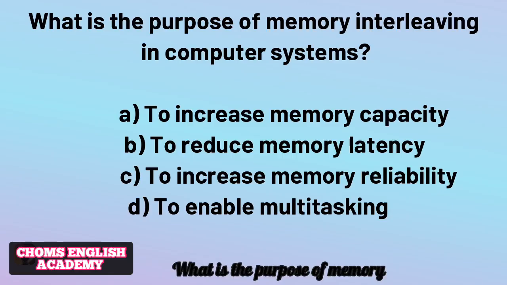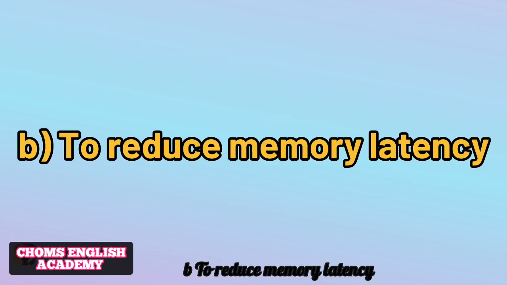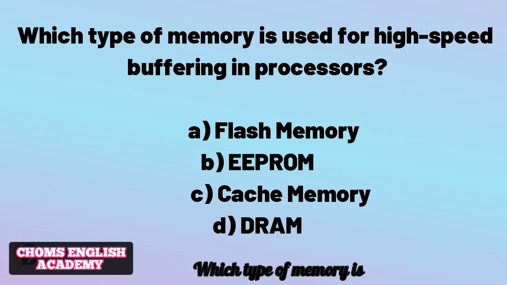What is the purpose of memory interleaving in computer systems? A. To increase memory capacity. B. To reduce memory latency. C. To increase memory reliability. D. To enable multitasking. Answer B. To reduce memory latency.